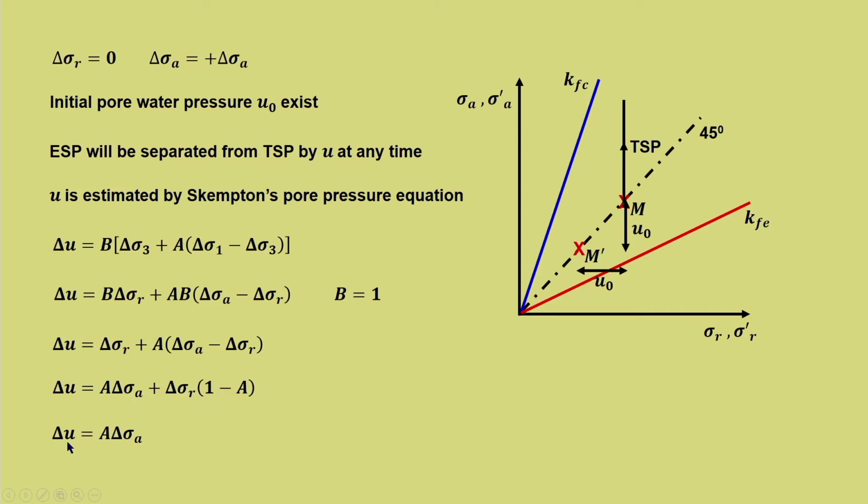So, now we have delta U is equal to A into delta sigma A. So, as sigma A changes, the pore water pressure will change. Once we know the pore water pressure parameter A, then we can always determine the change in pore water pressure.